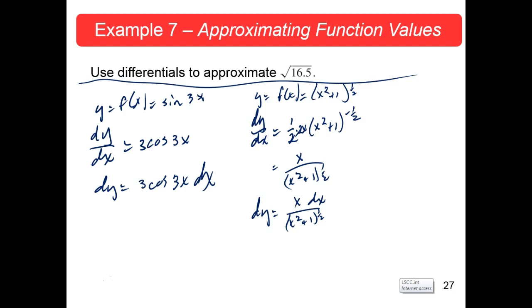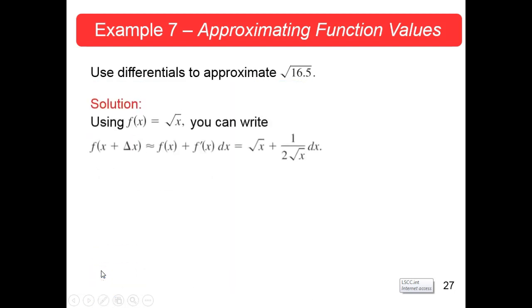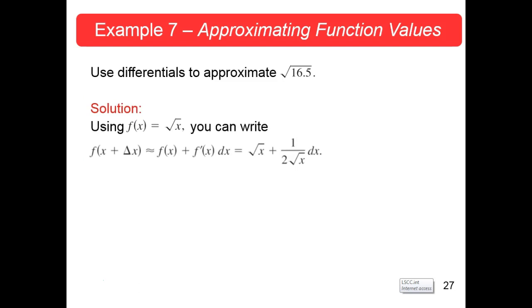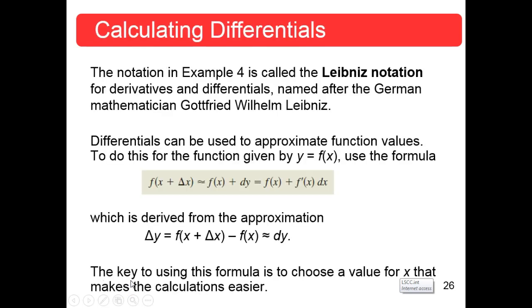All right, and then we got to do this problem. So let me clear my screen. We'll go back and do example 7 now. All right. Now, using f of x equal the square root of x. That's obviously your square root function. So f of x plus delta x is f of x plus f prime delta x. That is what we got from here.